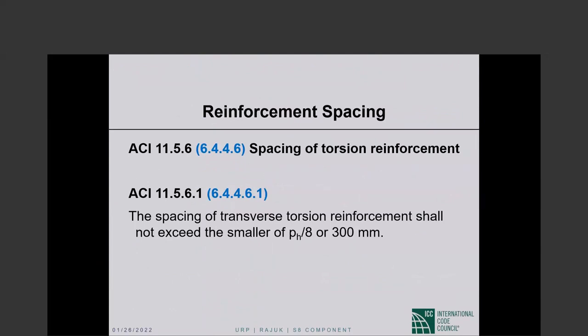Spacing of torsional reinforcement. So the spacing of transverse torsional reinforcement shall not exceed the smaller of 1/8 of P sub H, the perimeter, remember, of the outermost closed transverse reinforcement. So shall not exceed the smaller of 1/8 of P sub H, or 300 millimeters.